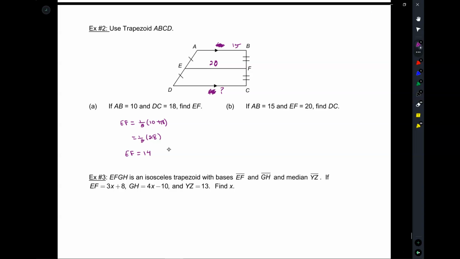Well, the median, 20, is equal to, this time I want to write it the other way, 20 is equal to 15 plus DC over 2. Multiplying by 2, 40 is equal to 15 plus the length of DC, so the length of DC is equal to 25.